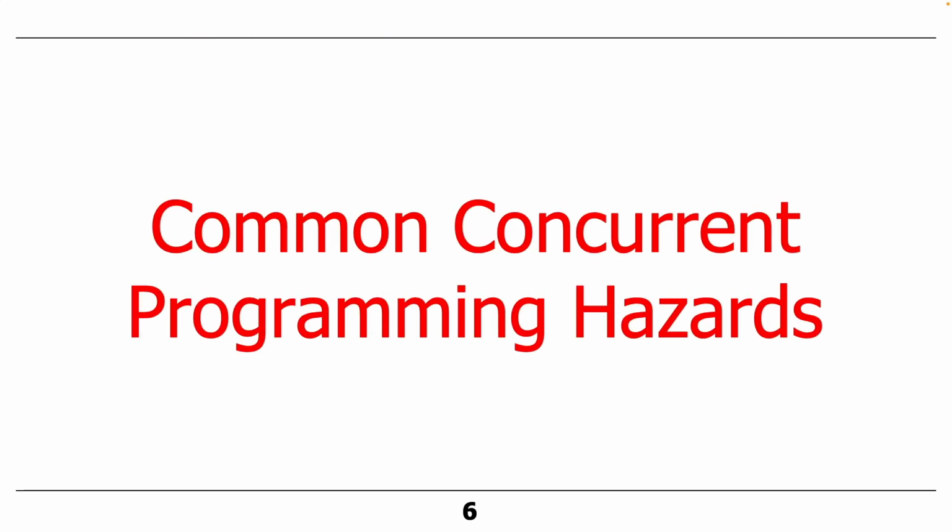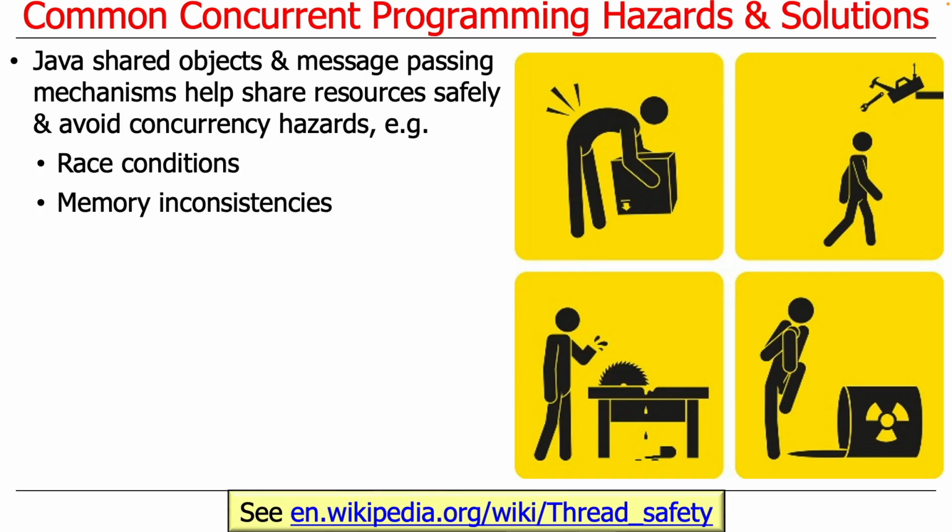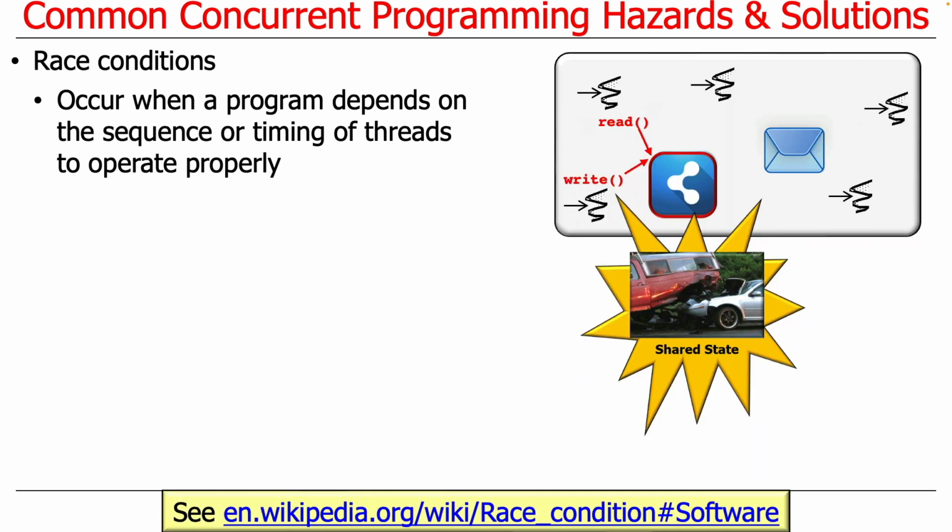So what are some examples of concurrent programming hazards? Two of the key ones, there are other ones, but these are some of the key ones, are race conditions and memory inconsistencies. The reason we use synchronizers to share resources safely is to avoid these hazards. A race condition can occur when a program depends on the sequence or timing of threads to operate properly.